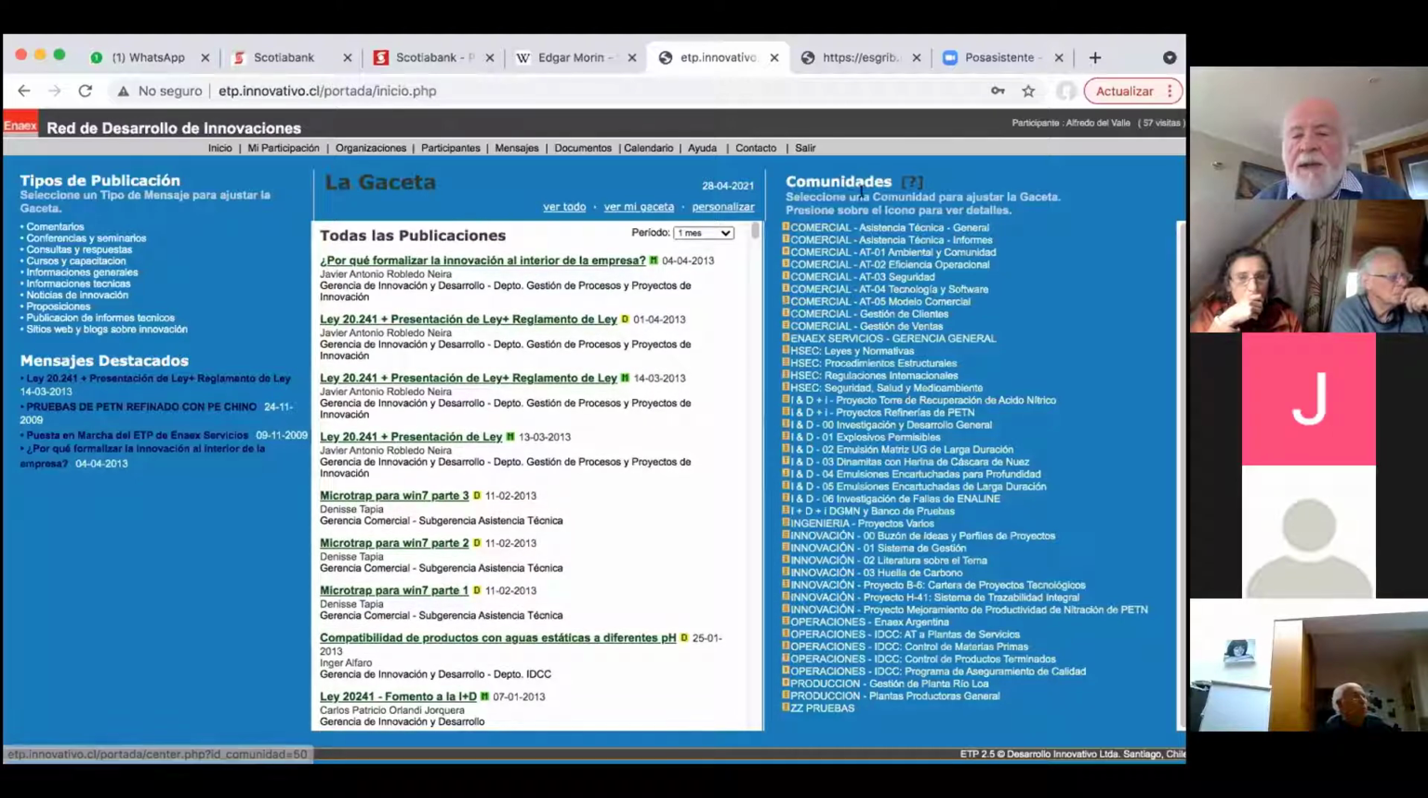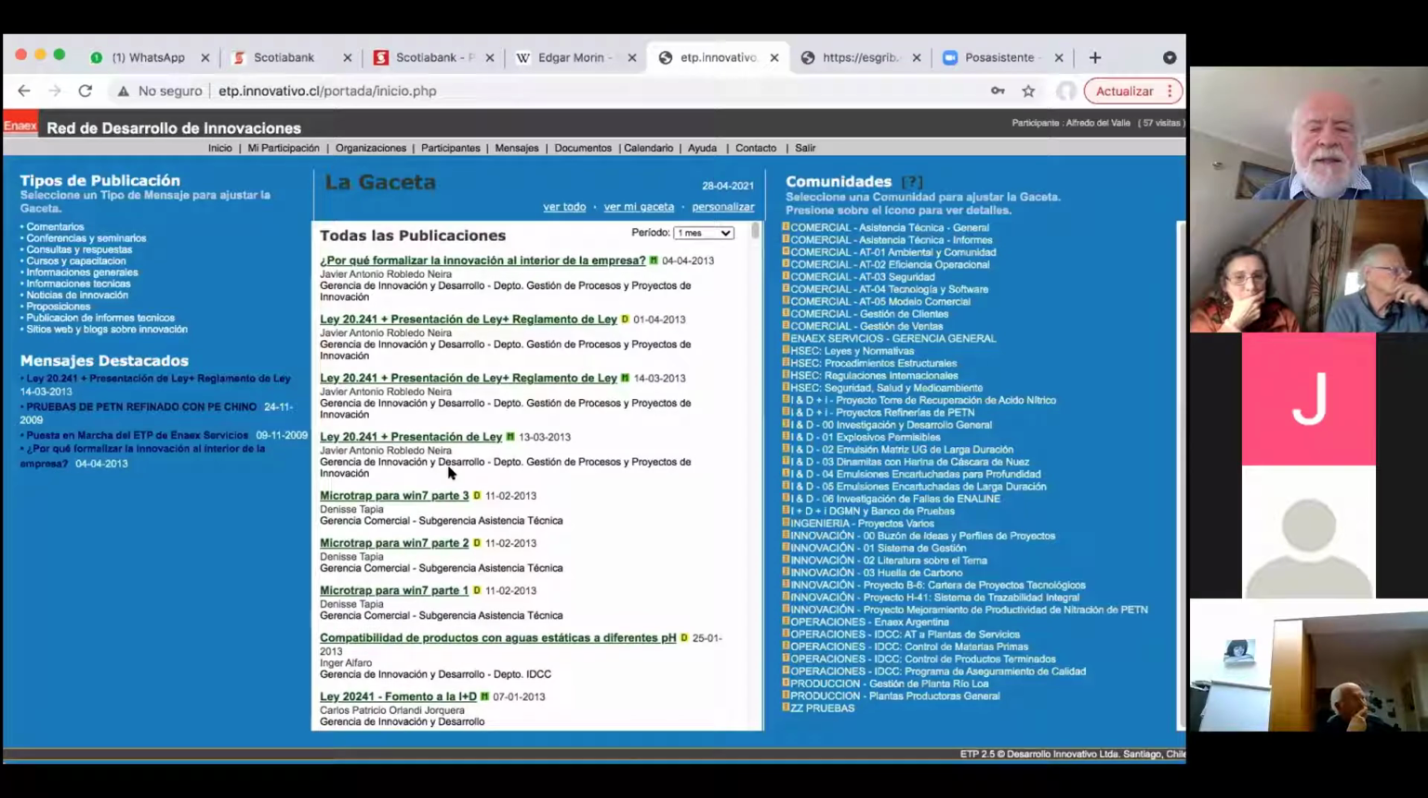But quickly, the communities are the groups of people working together in, for instance, projects, innovation, several projects and so on, or commercial. The Gazette here, the name is of course historic in our case, is a window to the latest publications made. M are messages published, and D are documents published.